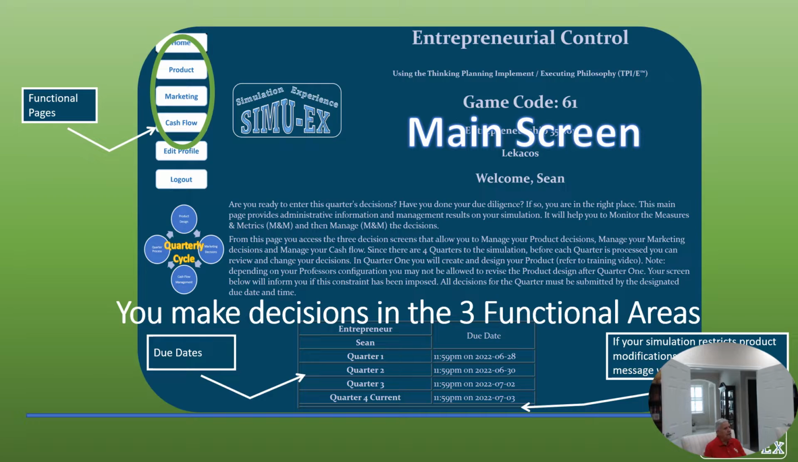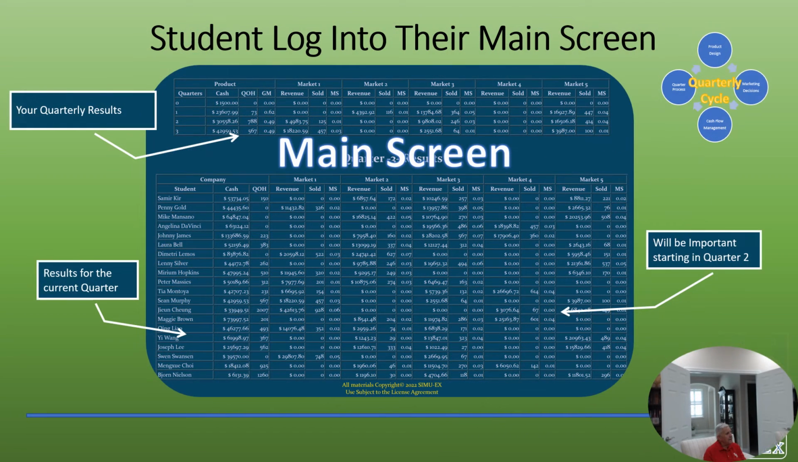As you can see, the buttons in the upper left-hand corner will take you through the various pages associated with the product decision, the marketing decisions, and the cash flow decisions. The bottom portion of your screen contains information that becomes very important during the second, third, and fourth quarters. And we'll discuss that in a few moments once we get into the second, third, and fourth quarter data analysis. So the key is your main screen is composed of 2 elements, the top and the bottom.